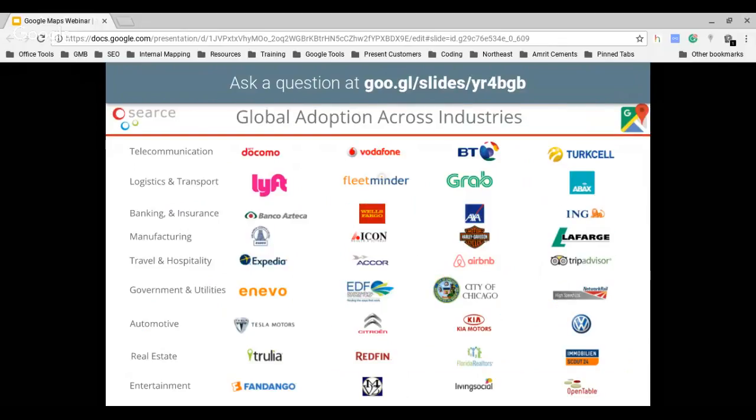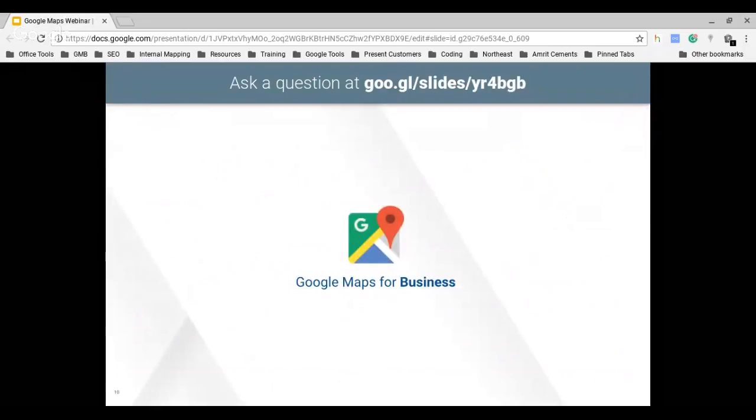Moving on, this is global adoption across industries. With this slide, I wanted to tell you that whatever be your vertical or business process, we can definitely make sure that Google Maps can add value to your business. So if you see, there is travel and hospitality, there is automotive, there are biggies in the telecommunication and insurance sector as well. So all of these industries have found one way or the other to leverage Google Maps as a platform, right?